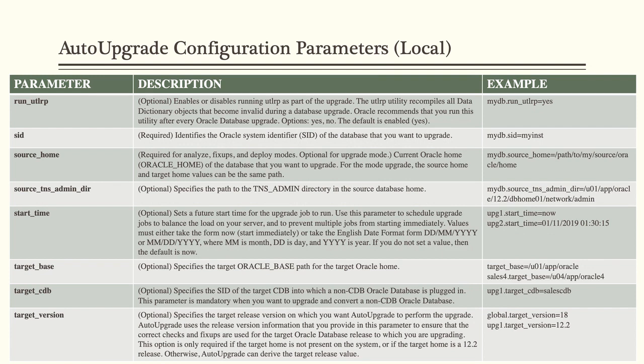Then at the end of the upgrade, do you want UTLRP to run, which compiles all the invalid objects after the upgrade is done? Obviously yes. The default answer is also yes. I would like to compile all the invalid objects post upgrade. SID is nothing but the name of your Oracle instance. Source home is which Oracle RDBMS home the source database runs from. It's in the local section.